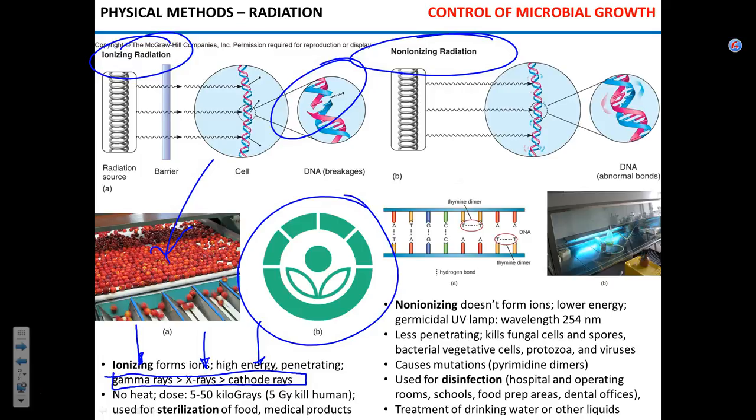In the morning class, some people got freaked out when I mentioned radiation treatment of foods. Is it going to induce any secondary radioactivity? No. If you are exposed to gamma rays, you're going to die, but you're not going to glow. Okay? Doesn't replicate.